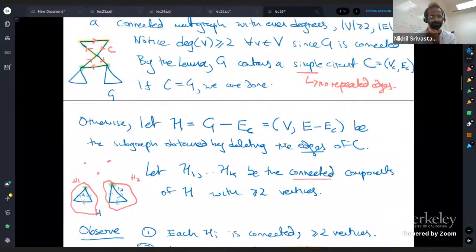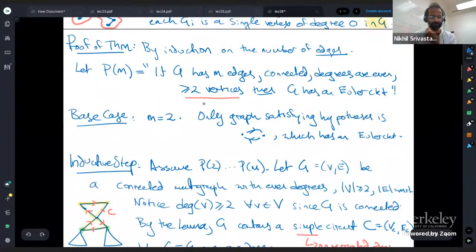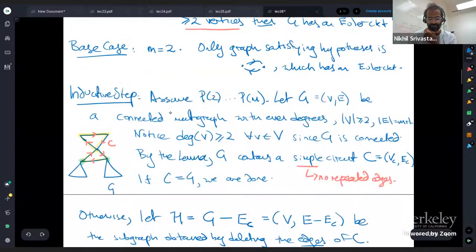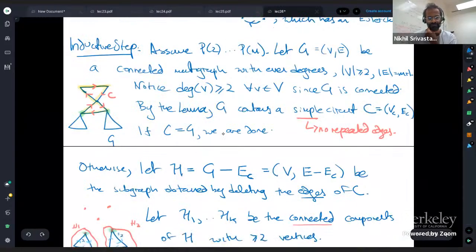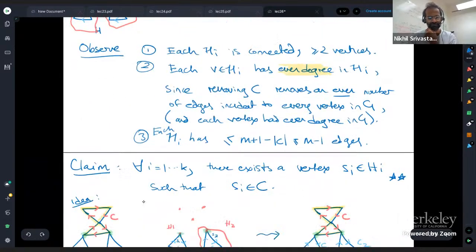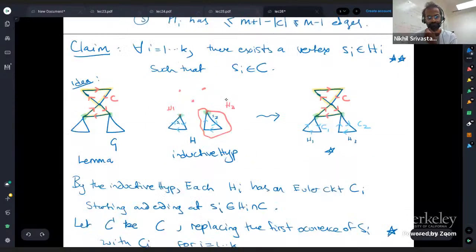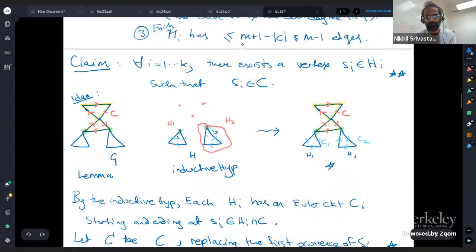So a lot of stuff happened in this proof, right? First, we proved this lemma. Then we came up with this very particular induction hypothesis. Then we extracted the cycle. We looked at the subgraph. The key was that they had fewer edges, but they still had even degree. So we could find little Euler circuits there, and then we could glue them all together. But now we have to prove the claim. So let's prove the claim.